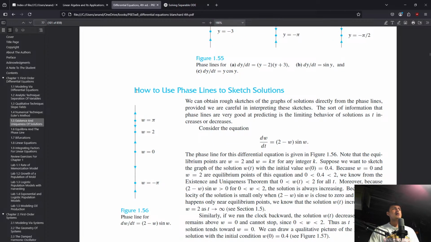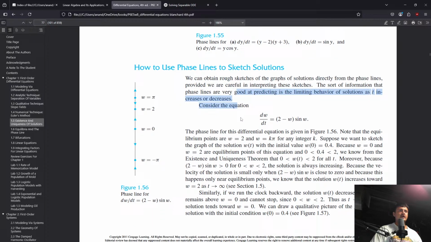Okay. How to sketch phase lines. How to use phase lines to sketch solutions. We can obtain rough sketches of the graphs of solutions directly from the phase lines, provided we are careful in interpreting these sketches. This sort of information that phase lines are very good at predicting is the limiting behavior as t increases or decreases.